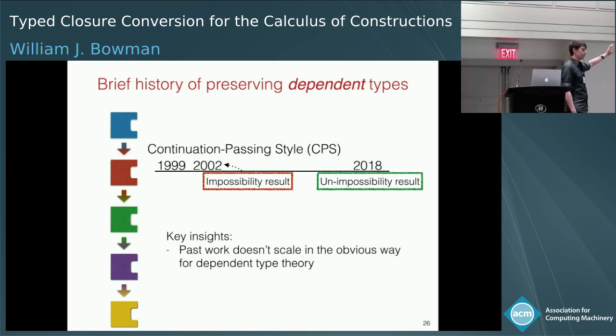It says that past proven type-preserving compilers don't scale. If you use translations that worked before, they will not work. The 2018 result tells us that if we do something non-standard, modifying the type system and the translation, then we can recover type preservation. But the past work isn't scaling.